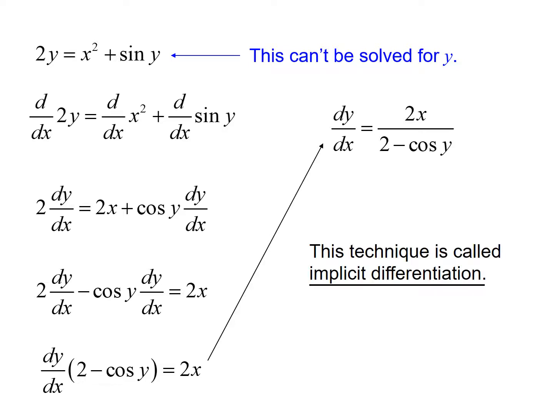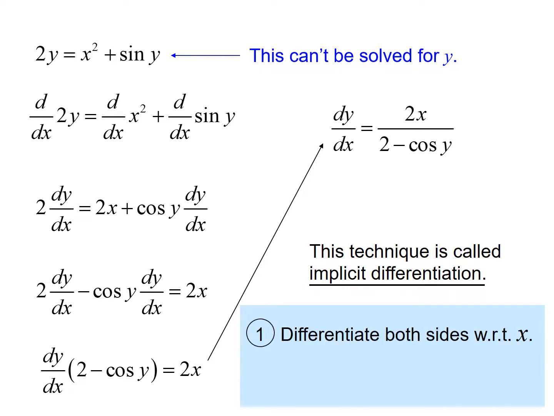So this is what we refer to as implicit differentiation. And the way we go about this, take the derivative of both sides with respect to x, and then always get dy dx by itself.